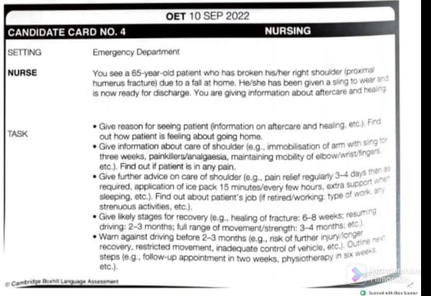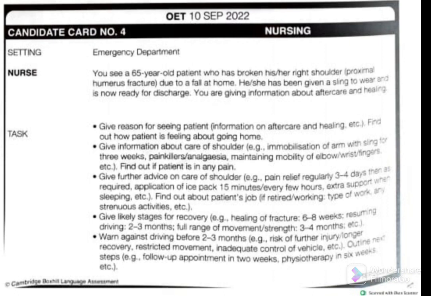The first task is to give the reason for seeing the patient, information on aftercare and healing, and find out how the patient is feeling about going home. The patient is still in the emergency department. So what you have to do during the 3-minute preparation time is ask the patient's name. How may I address you during the role play? For example, the patient's name is Maria. Then how can we start? Good morning, Maria. How are you feeling now?